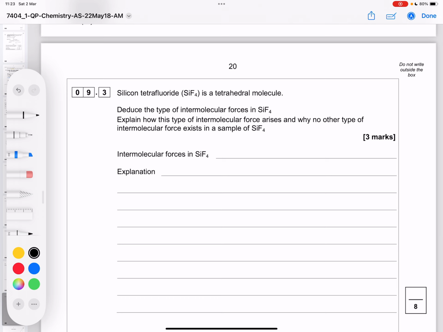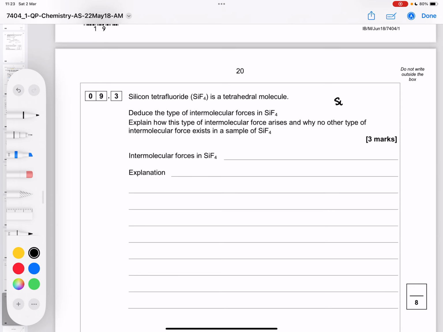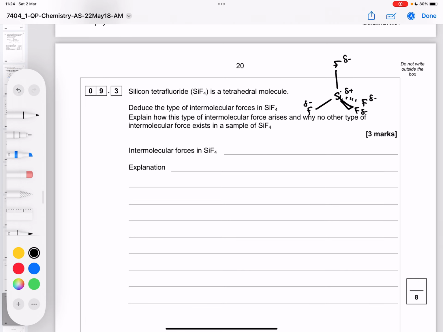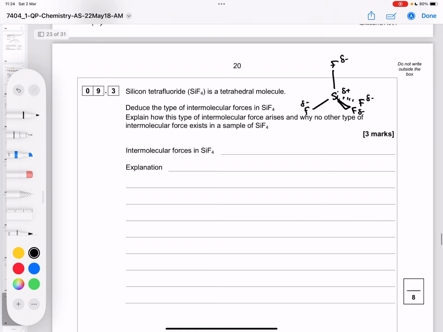Silicon tetrafluoride is a tetrahedral molecule, so SiF4 in a tetrahedral shape. Deduce the intermolecular forces. Well, we know that fluorine is the most electronegative element in the periodic table, so these would be delta minus, silicon would be delta plus, but the problem here is that this is a completely symmetrical molecule, and therefore the dipoles are going to cancel out, and the molecule itself has no overall dipole. As a result of having no overall dipole, this is a non-polar molecule, okay? So the only intermolecular force it has is van der Waals.